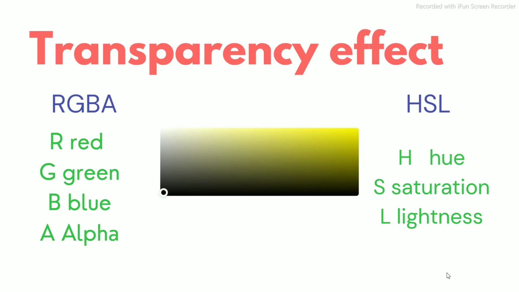If we are using more lightness, then it becomes more transparent. If we are using less lightness, it becomes less transparent.